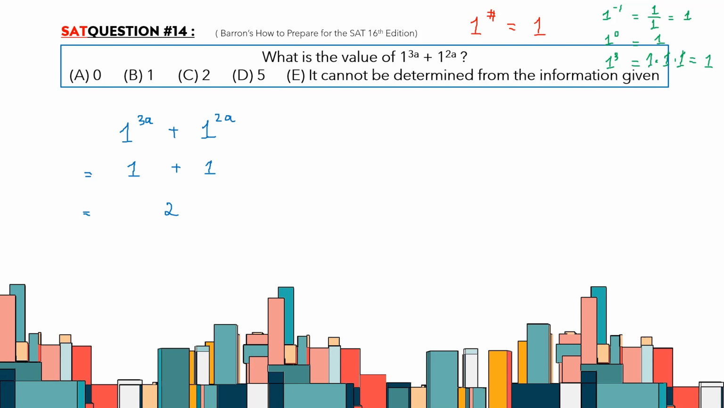We don't care what 3a is or what 2a is. As long as we choose any number for a, you will have a number. So 3a in this case will be a number when you choose an a, and 2a is also a number. So we have 1 to the power of a number plus 1 to the power of a number, and we know that each is equal to 1. So 1 plus 1 equals 2. So C should be the right answer.